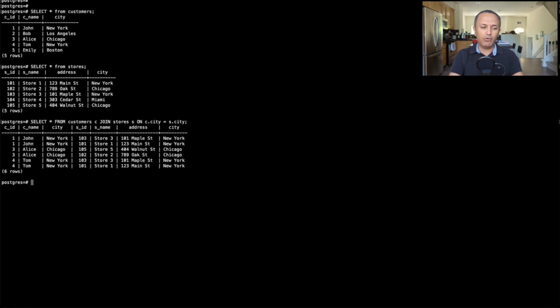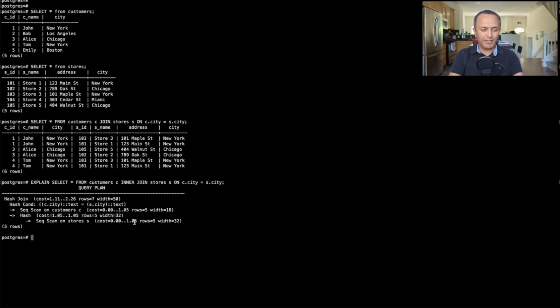If any row on one side does not match anything on the other side, it's not going to be part of the output. So as we can see here in the original table, we have this row, Emily and Boston. We don't have Boston in the stores, so it's not appearing in the output. And the same thing for store number 4, which is in Miami. We don't have Miami in the customers, so this does not appear in the output either. So this is the inner join. And we can take a look at the plan if we do explain. We'll see that we used a hash join to execute this query.